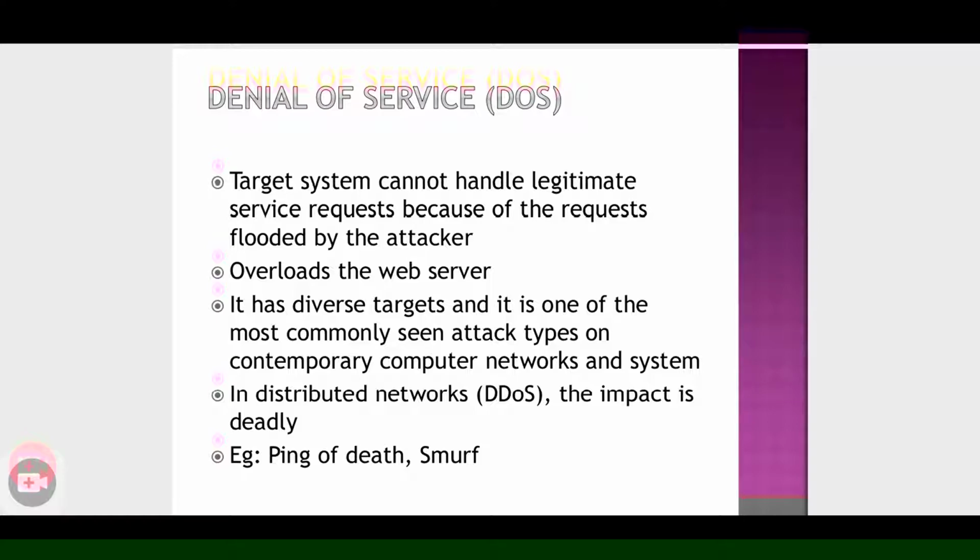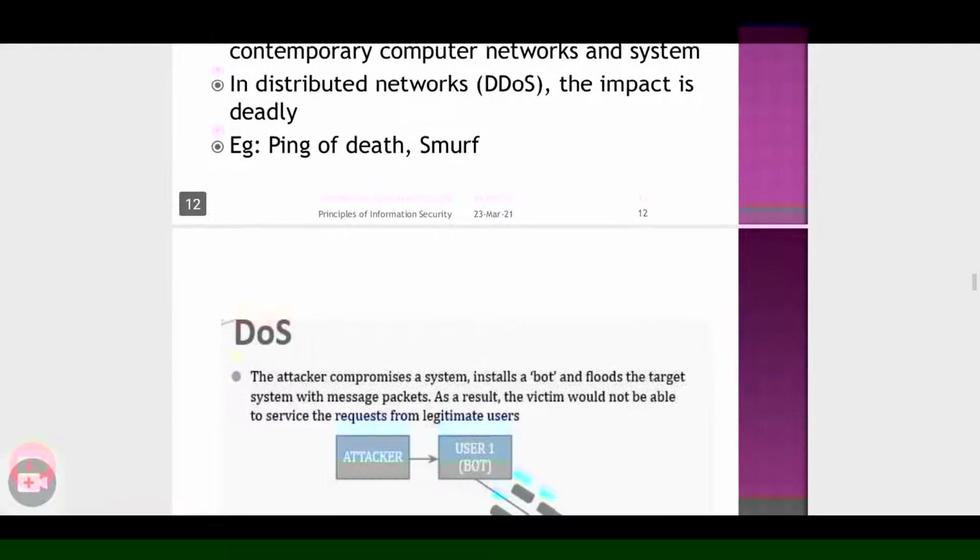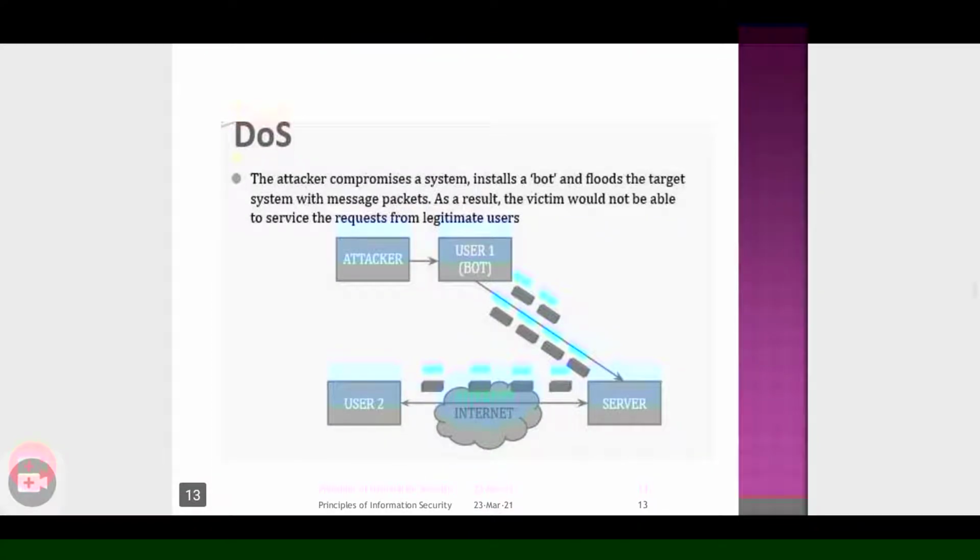Denial of service in a distributed network is known as DDoS. The impact is deadly. Smurf and ping of death are examples of DDoS, distributed denial of service. You can see this is an example of denial of service.